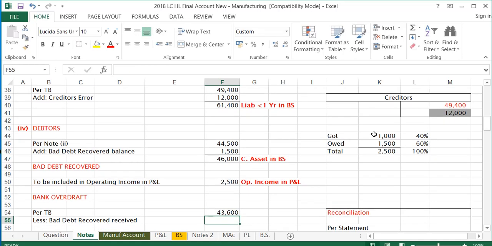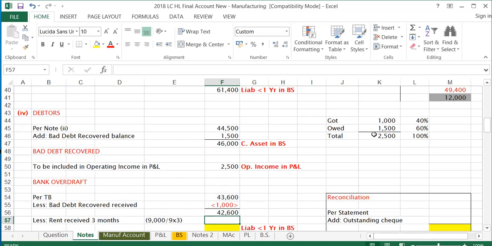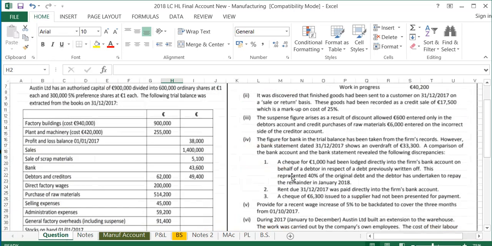I received €1,000, so that's going to reduce my bank overdraft, which leaves me with 42,600. And that is part 1 of the bank rec done. Part 2 says rent due at the end of the year was paid directly into the firm's bank account.